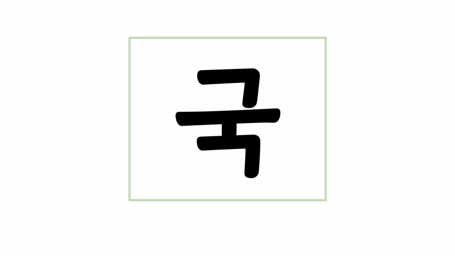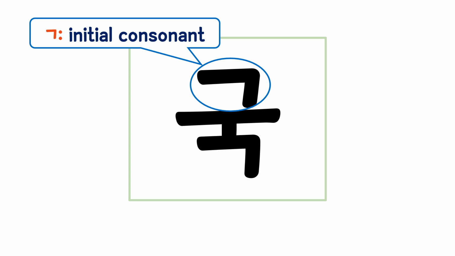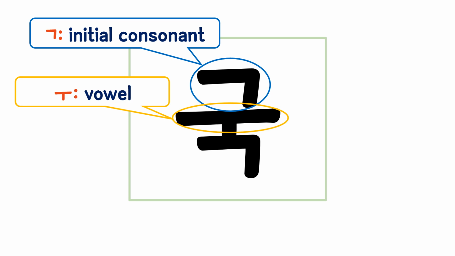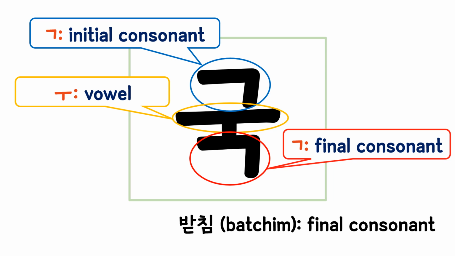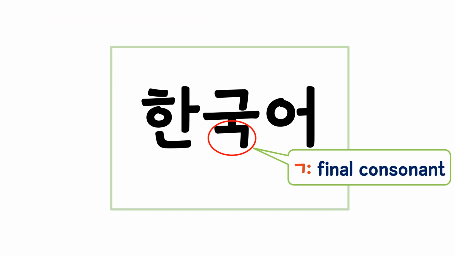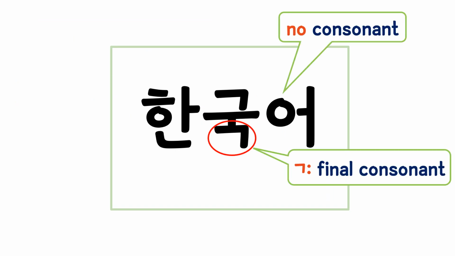Let's start by talking about syllable structures. This is the initial consonant, and here's a vowel, and this is the final consonant. The final consonant is called 받침. After the final consonant, there is no consonant, and a vowel comes next. So, this sound moves to the beginning of the next syllable if the syllable starts with a vowel sound.